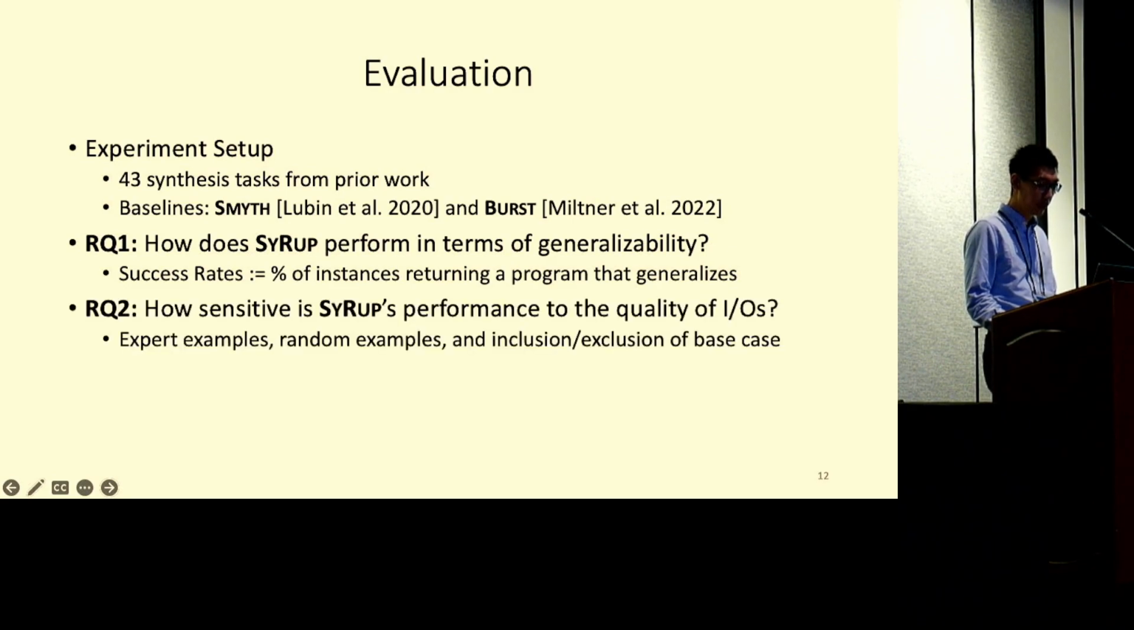The second question is, how sensitive is Syrup's performance to the quality of examples? In order to simulate users with different levels of expertise, we use different strategies to generate input examples. We obtain expert examples by sampling examples from recursion traces. We obtain random examples by generating random inputs and evaluating the reference implementation. And we also consider their variance by including or excluding the base case example.